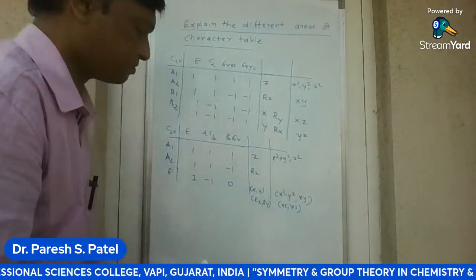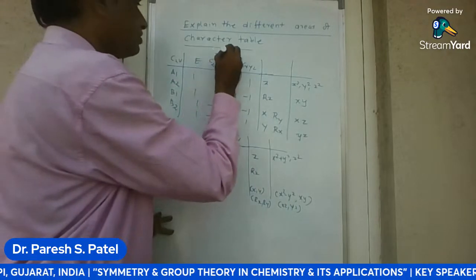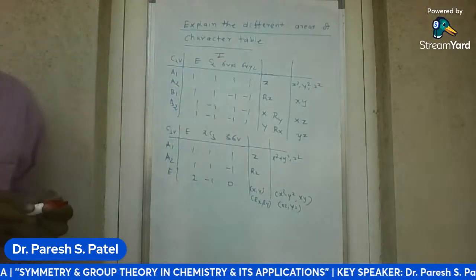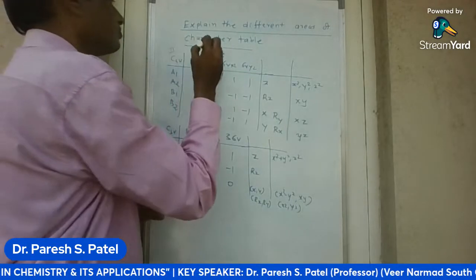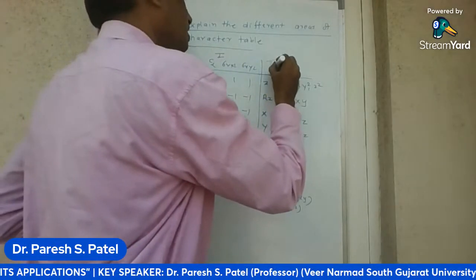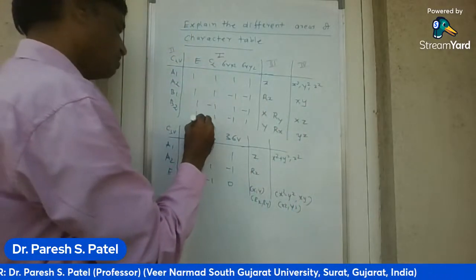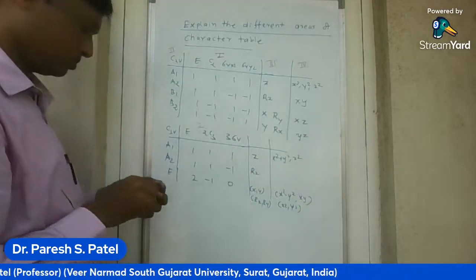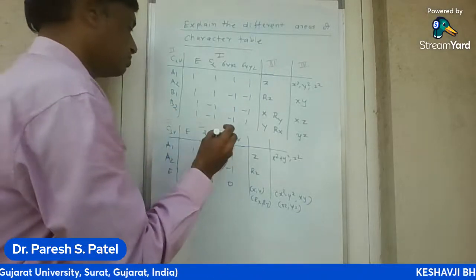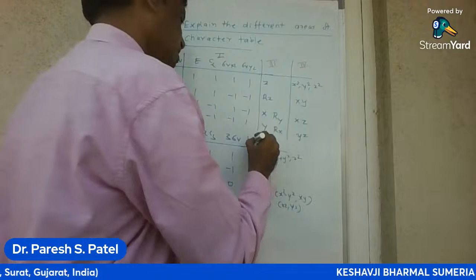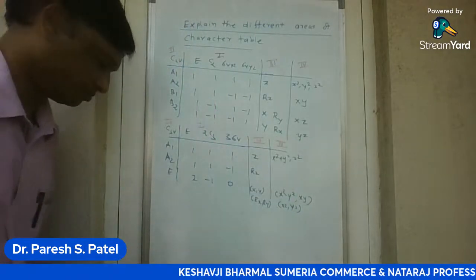Dear students, this is the area number 1, area number 2, area number 3, and area number 4. Area number 1, area number 2, area number 3, and this is area number 4.